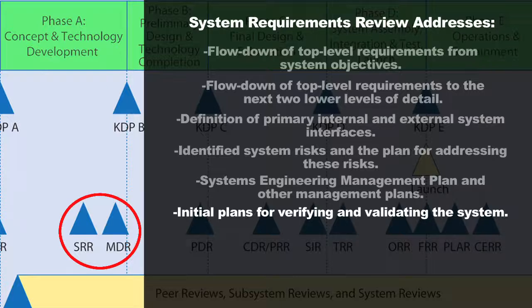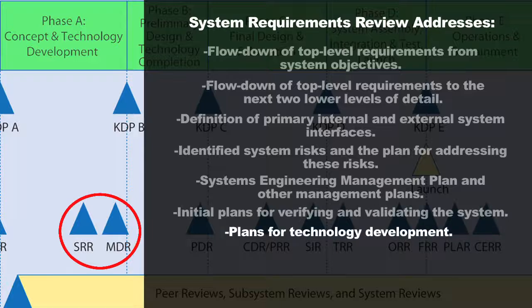I have to think that through now, because I might need to build special tools to be able to do that verification, special equipment. So I need to know that so that I can make those investments throughout the life cycle. I'm also going to look and see that the plans for technology development have matured and that I understand all the technologies that need to be developed and completed before the end of Phase B.